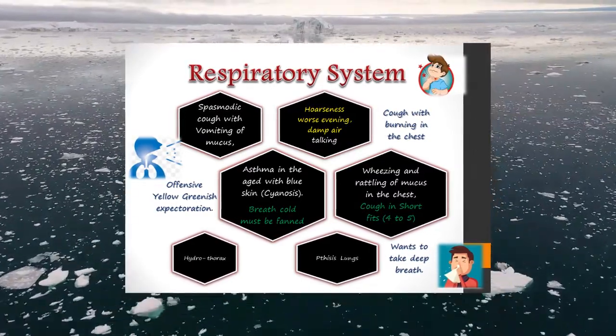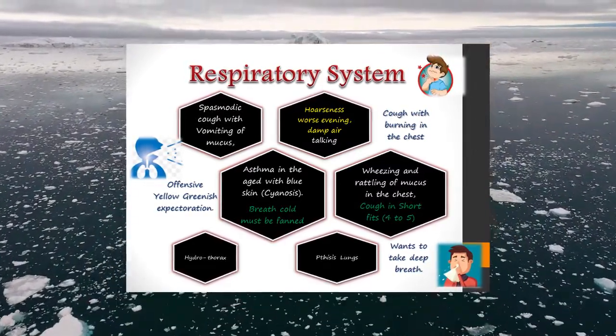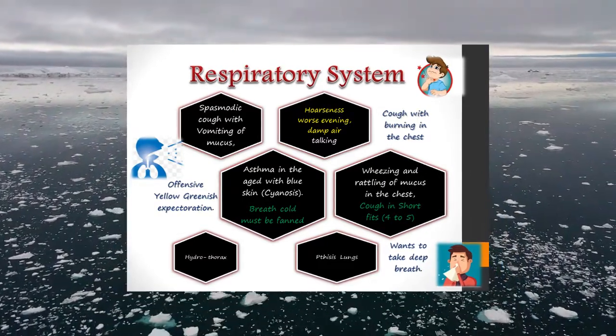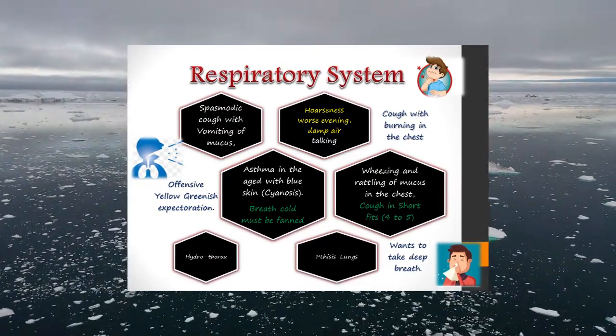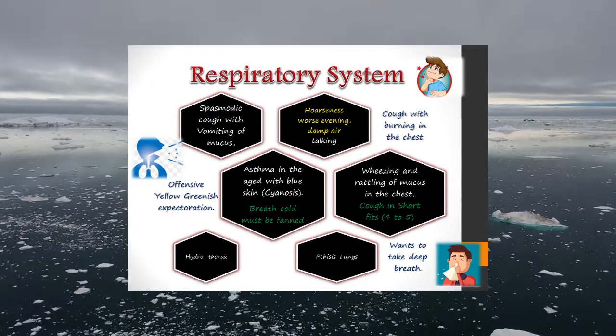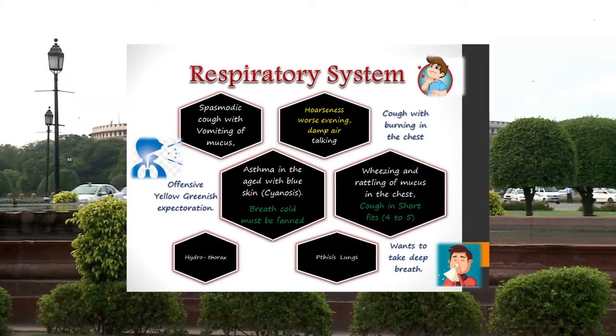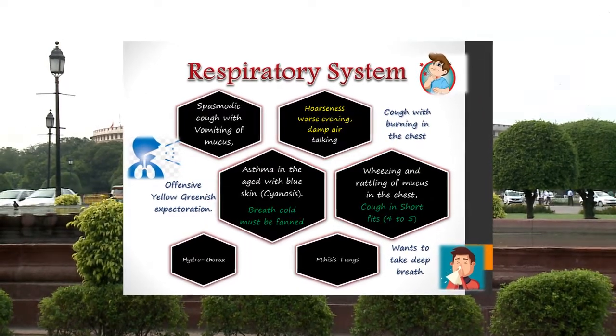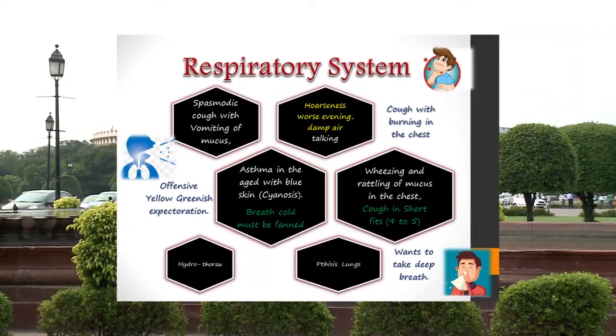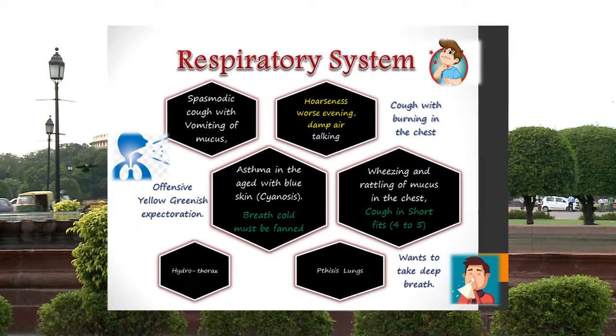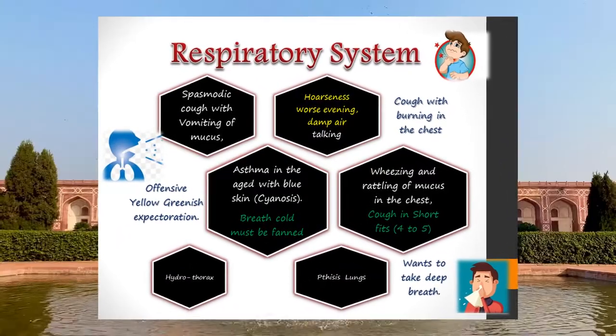And asthma is basically used to occur in the old age patient with blue skin. That is the patient who is weak, who is very flaccid kind. It is also a very good remedy for phthisis, that is tuberculosis of lungs, hydrothorax, debilitated kind of patient. The Carbo Veg is more indicated.